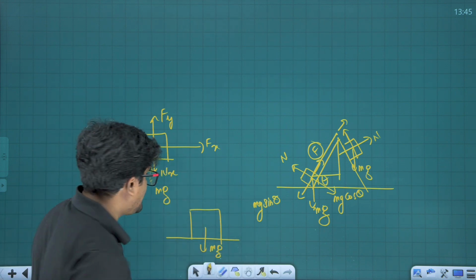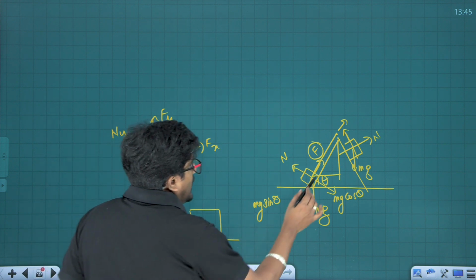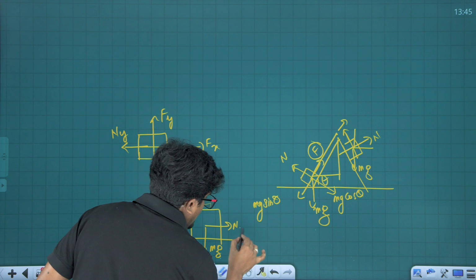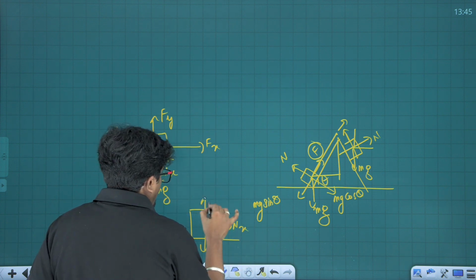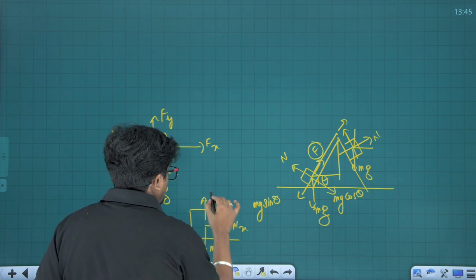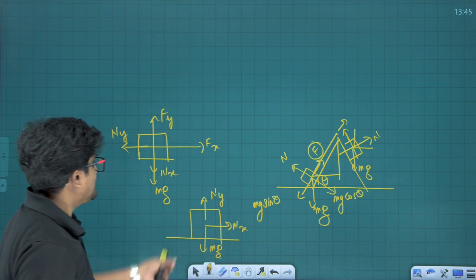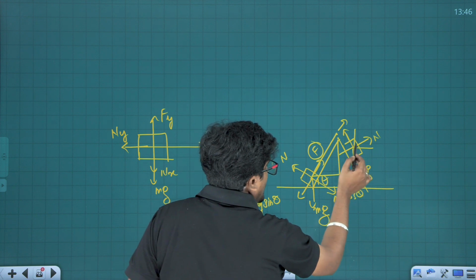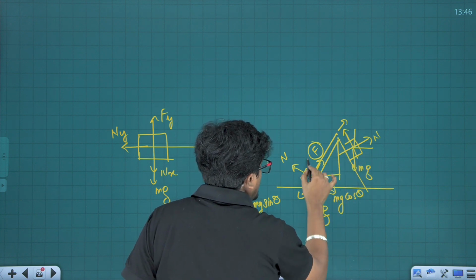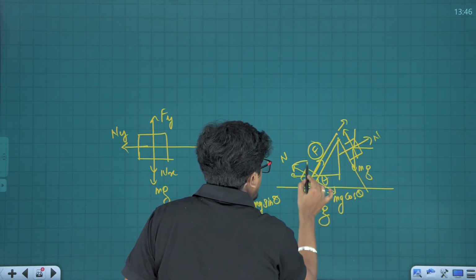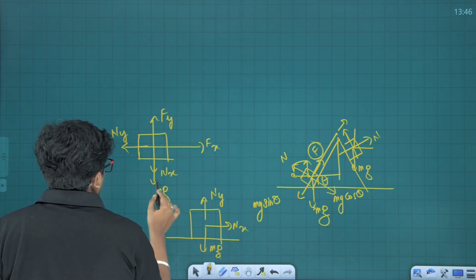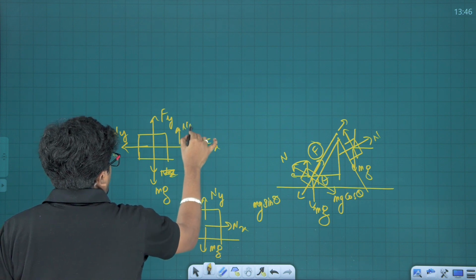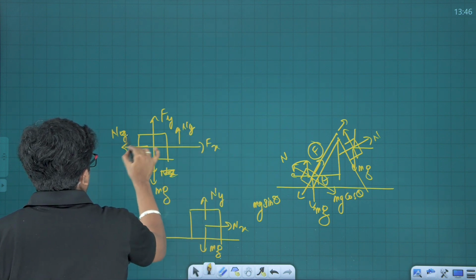Mg remains as it is. Okay. Now if I consider, see, n of x is going to be towards right, n of y is going to be in the upward direction. Okay, n of x is in the horizontal direction and n of y is in the upward direction, and here I was having n of x like this and n of y like this, isn't it? N of x, sorry, n of y in the upward direction and n of x in the negative direction.